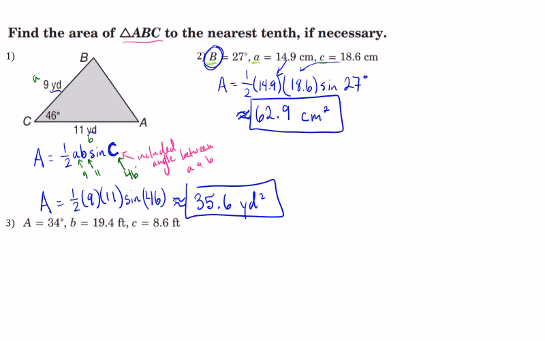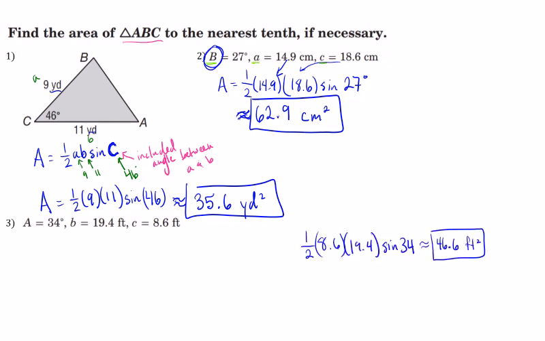All right, so go ahead and try out number 3 on your own, but remember that all you're doing is just taking 1/2 times one side times another side times the sine of their included angle. Okay, you just multiply all those together, find that product, and then just plug it in your calculator and round to the nearest tenth, and don't forget to include your units.